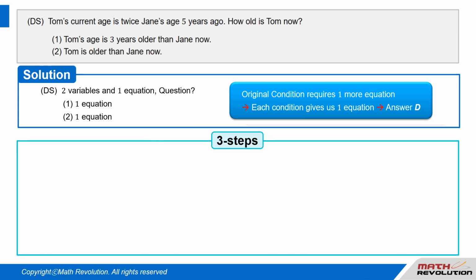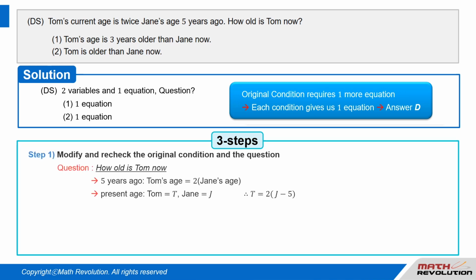Let's apply the 3 steps suggested previously. Follow the first step of the variable approach by modifying and rechecking the original condition and the question. We have to find Tom's age if Tom's age is twice Jane's age 5 years ago. Let the present age of Tom and Jane be T and J. So T equals 2 times (J minus 5).